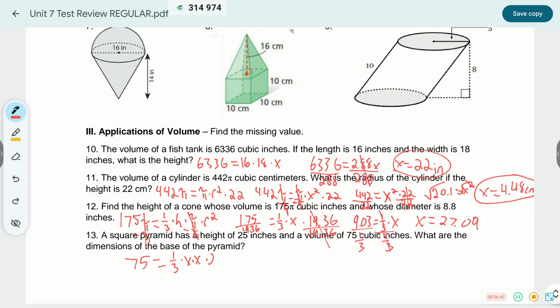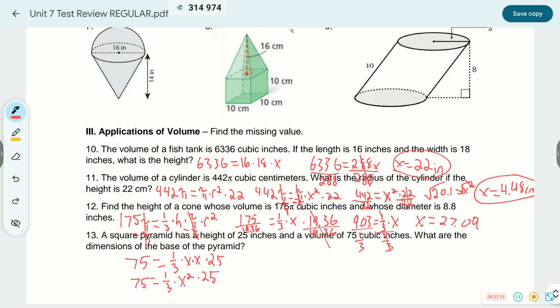What also could we say x times x is? Oh, it's squared. Yes, x squared. So we say 75 equals 1/3 times x squared, because that's the base, the length times the width, times 25, which is the height. Okay. So now we can divide by 25.